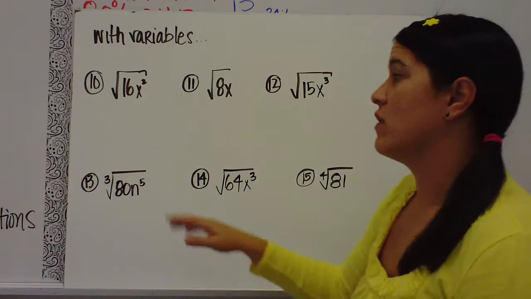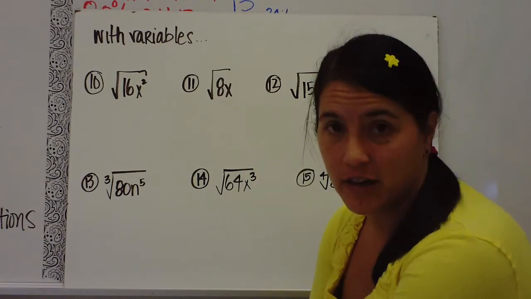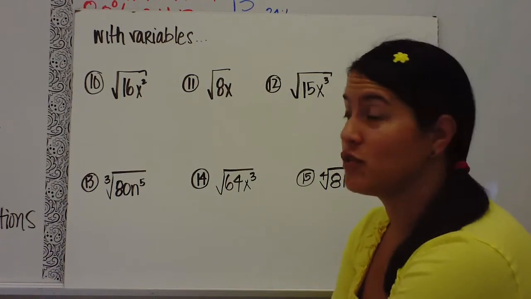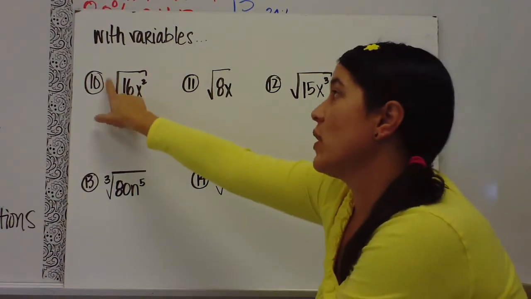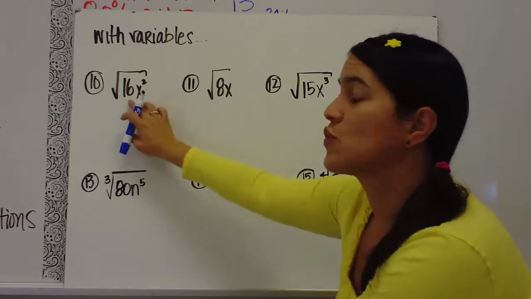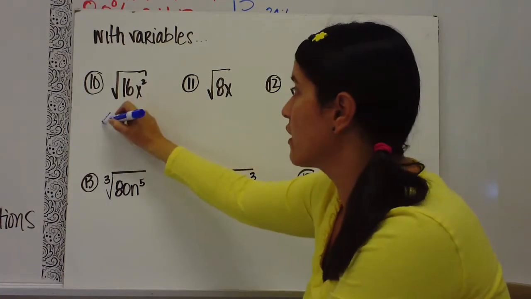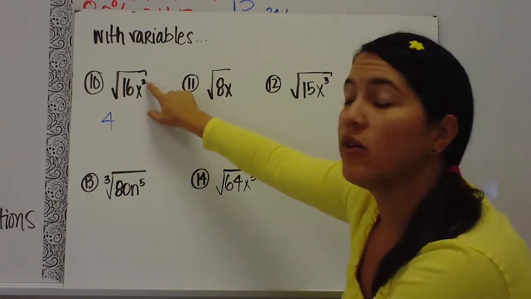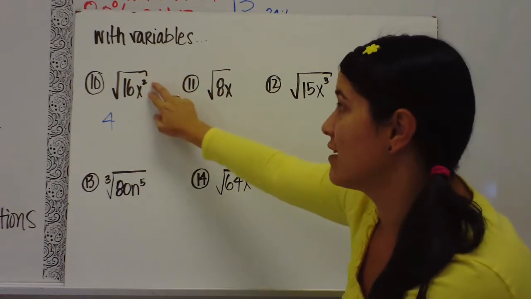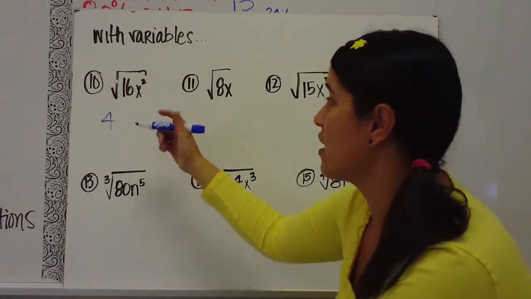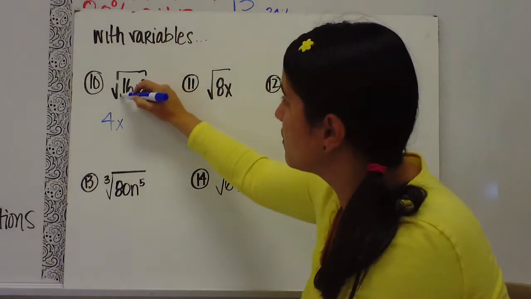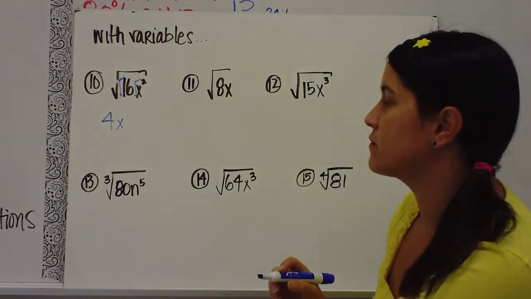Okay, so now we have to go into examples with variables. I've shown you how to do it just with numerals. So now when we have variables in it, you're going to do the same thing. If you have a square root, that means you have to have pairs in order to come out of the radical, to simplify. So the square root of 16 is 4, so I know that a 4 can come out. And I have 2 x's right here. So that means the square root of x squared is just x. If you have 2 x's and you have a square root, they can come out, so the answer would just be 4x. Essentially, I found the square root of 16 and the square root of x squared.